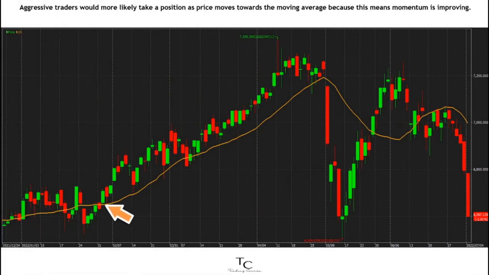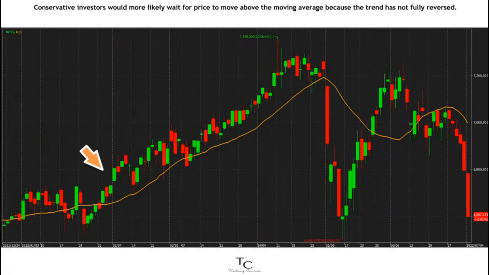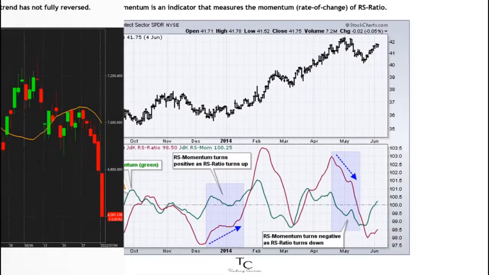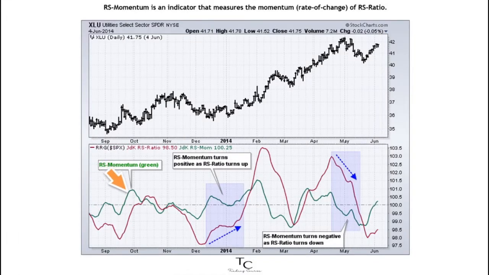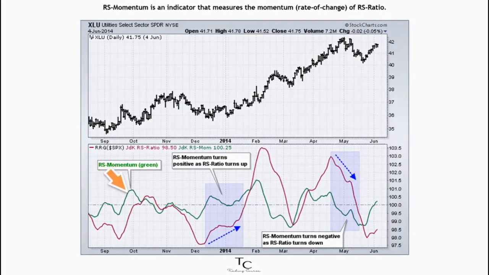Aggressive traders would more likely take a position as price moves towards the moving average because this means momentum is improving. Conservative investors would more likely wait for price to move above the moving average because the trend has not fully reversed. RS momentum is an indicator that measures the momentum, rate of change, of RS ratio.